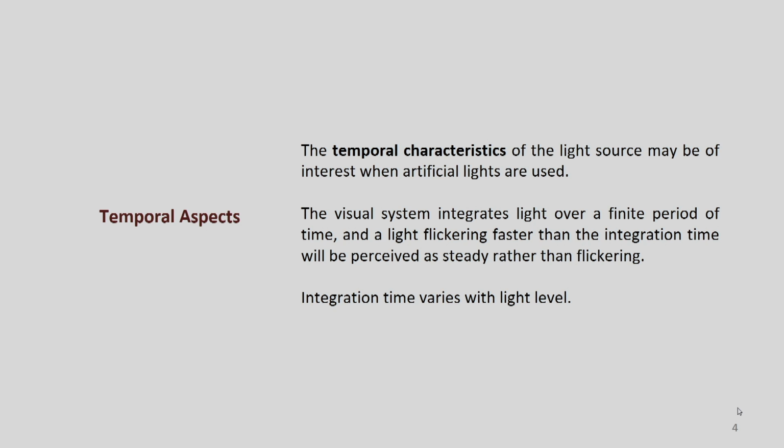The visual system integrates light over a finite period of time, and a light flickering faster than the integration time will be perceived as steady rather than flickering light. So, this is very important. Mostly it happens with artificial light sources. When light is emitted from a particular point, if there is a time gap and the eye can detect that gap, there will be flickering. But when that gap is negligible, and the eye is not sensitive to it, then I will find it is a steady light.